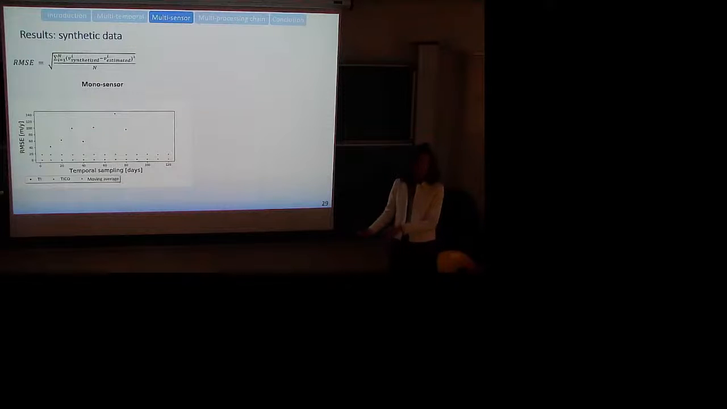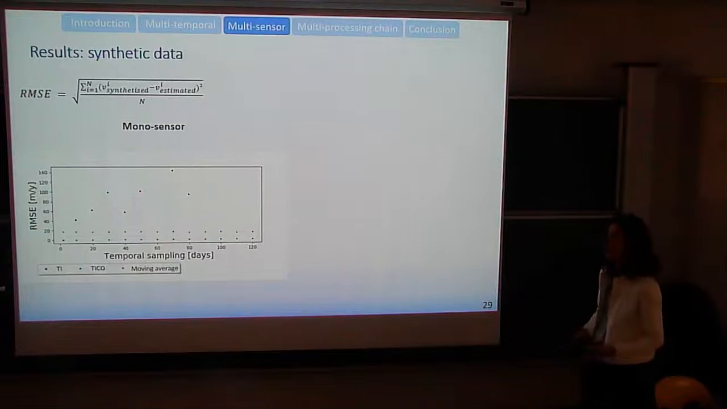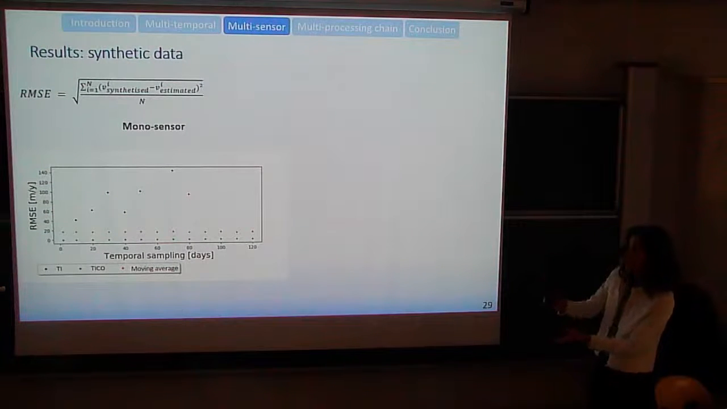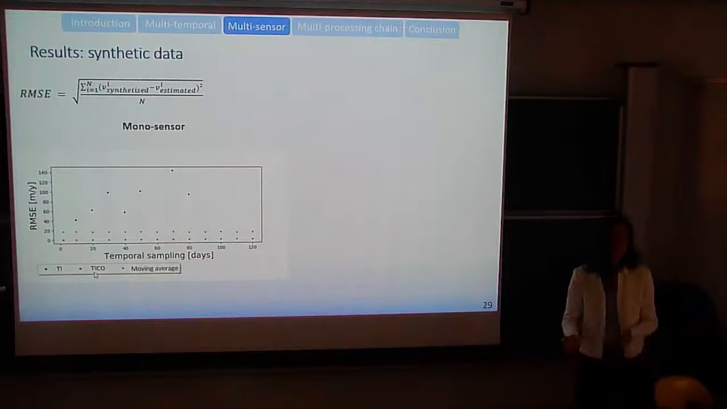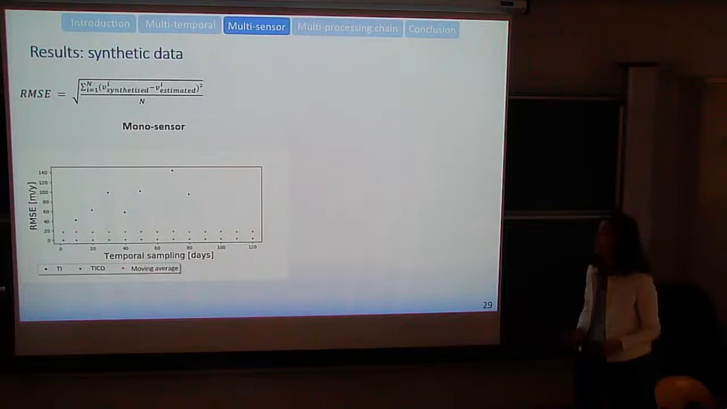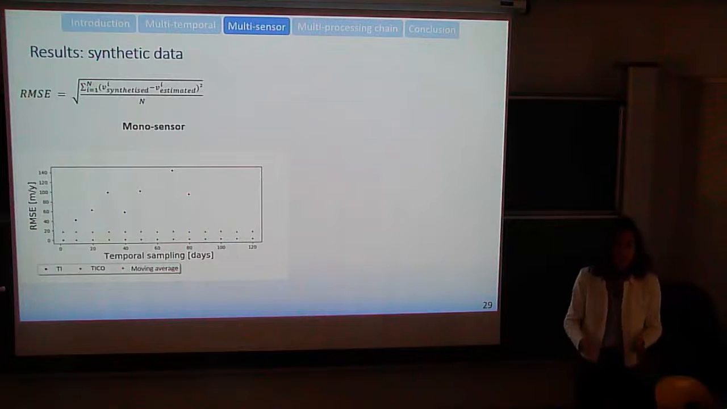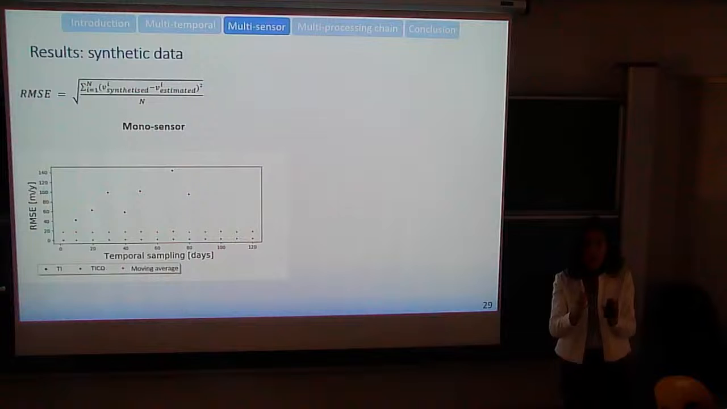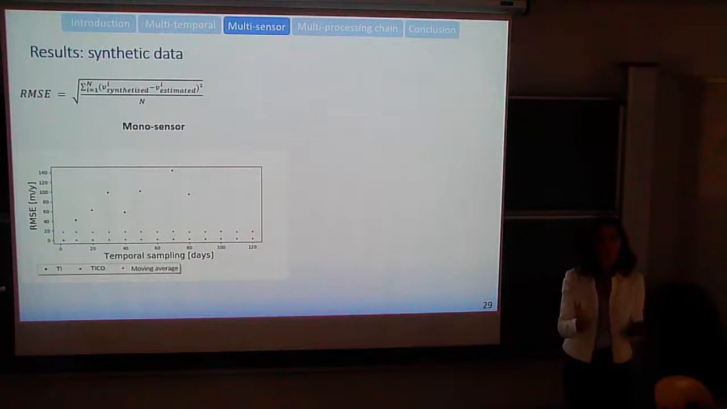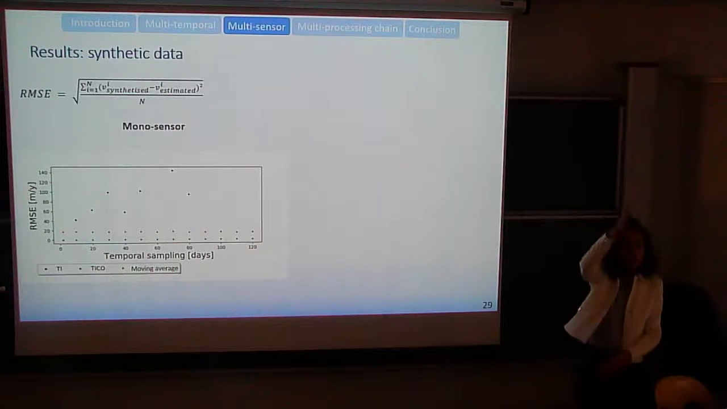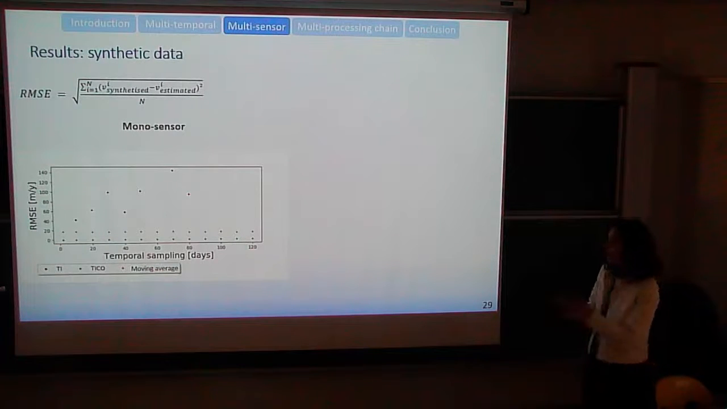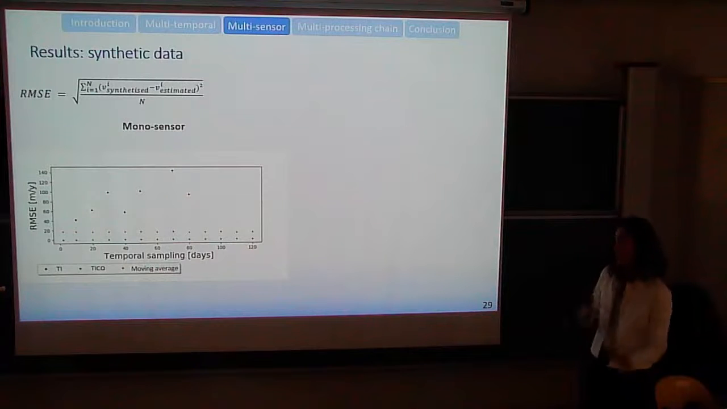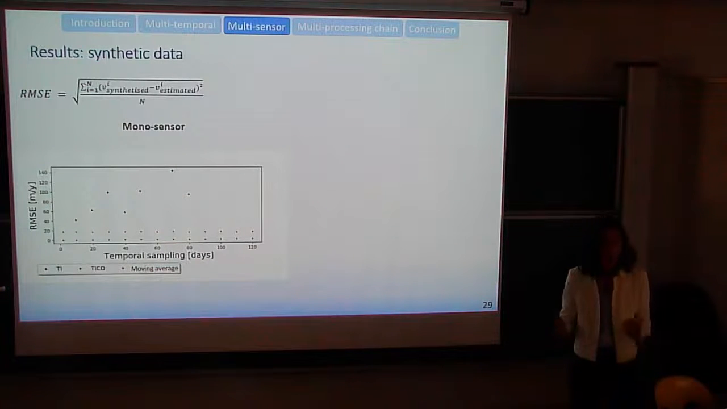For different temporal sampling, here in the case of monosensor datasets, what you can see is that we have in red the classical temporal inversion, in green the Ticlé method, and in orange the moving average. To do that, for each time step, for example of 20 days, if the temporal sampling is 20 days, we average all velocities which are overlapping this given temporal sampling. And we can see on this graph that the root mean square error is way better with Ticlé.